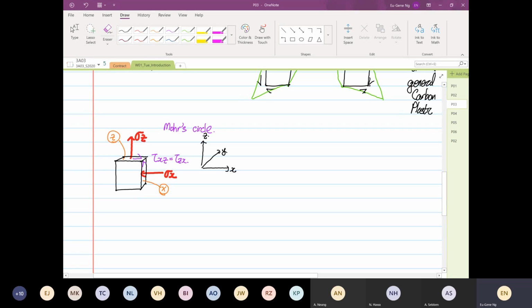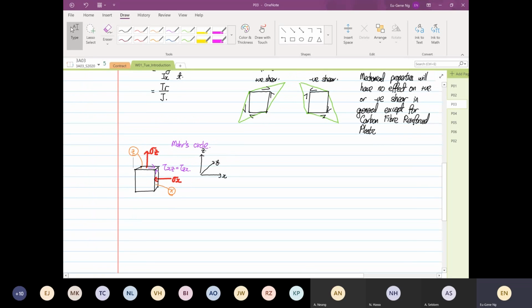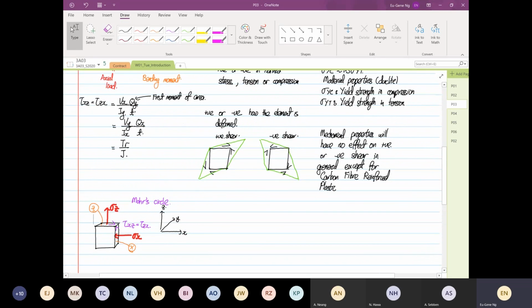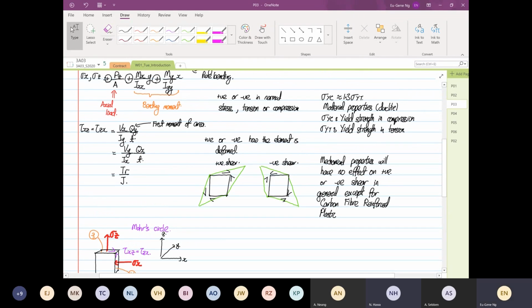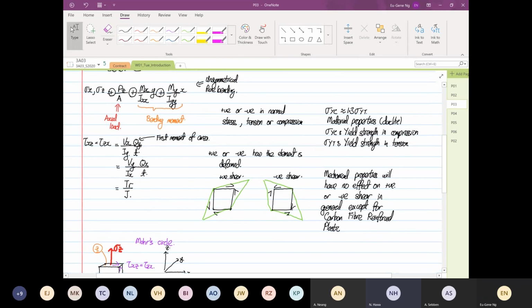Okay, I'm going to stop here for a bit, and if you have any questions, can you ask me now? Yeah, I've got a question. So how did you figure out the direction of the shear force on XZ and ZX for element A with the forces that were given on the I-beam?